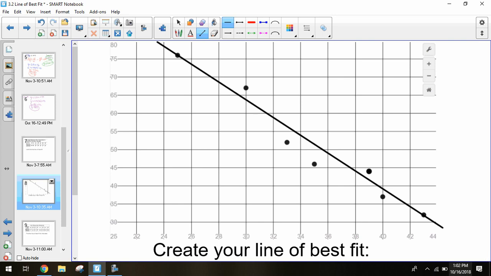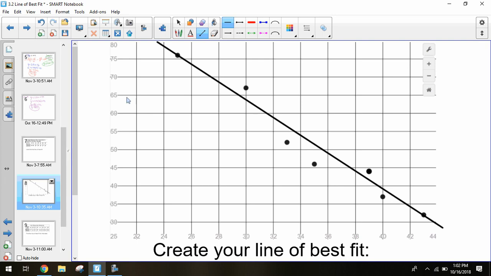So you get your line of best fit. Notice we have a negative correlation, so the slope of our line needs to be negative. We know that should happen. We have a negative correlation. So in order to find the equation of this, I need to pick 2 points.